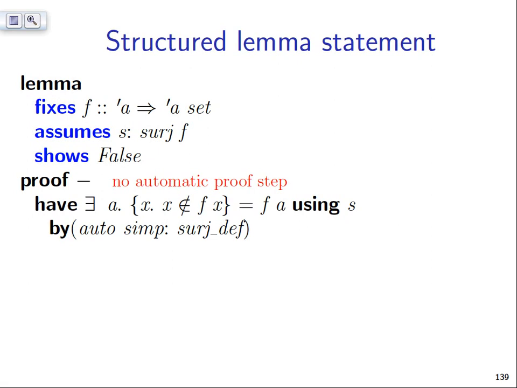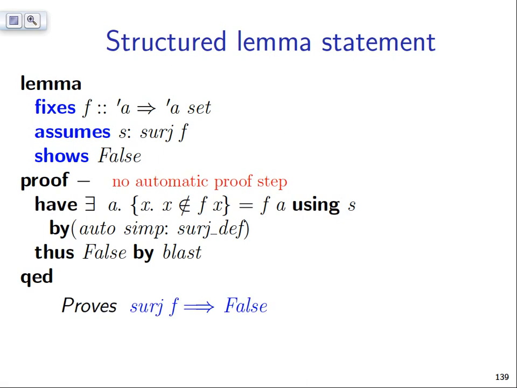So here is an example both of using and of referring to something that you have assumed as part of your statement, namely here the S. And so from the surjectivity of F, this statement follows using the same proof method as before. And then in one more step, you can show false using blast. And as a result, you get this implication, surjective F implies false. So this is just an example of structured proof statements where you separate your assumptions from what you're trying to prove.